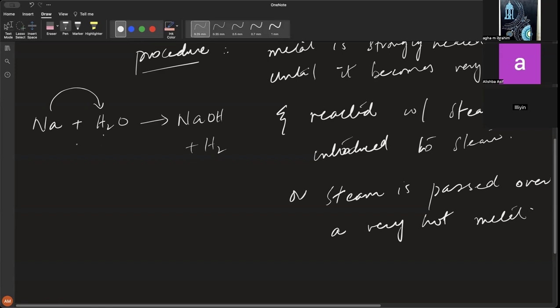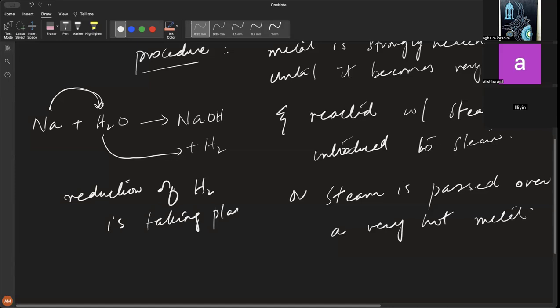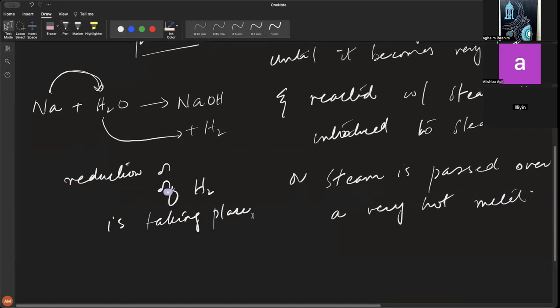I want you to see the more reactive metals, the metals that are higher in the reactivity series, basically they displace hydrogen as a gas, right? They're displacing hydrogen as a gas. This is also actually a reduction reaction. It's a reduction reaction. Reduction of hydrogen is taking place here.